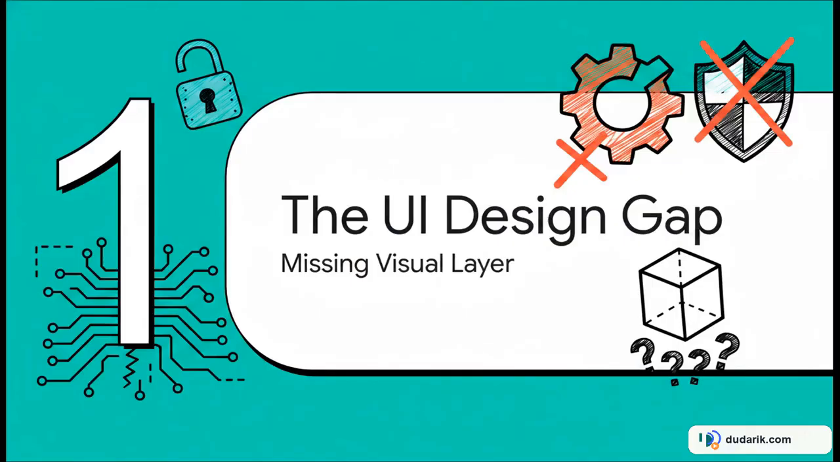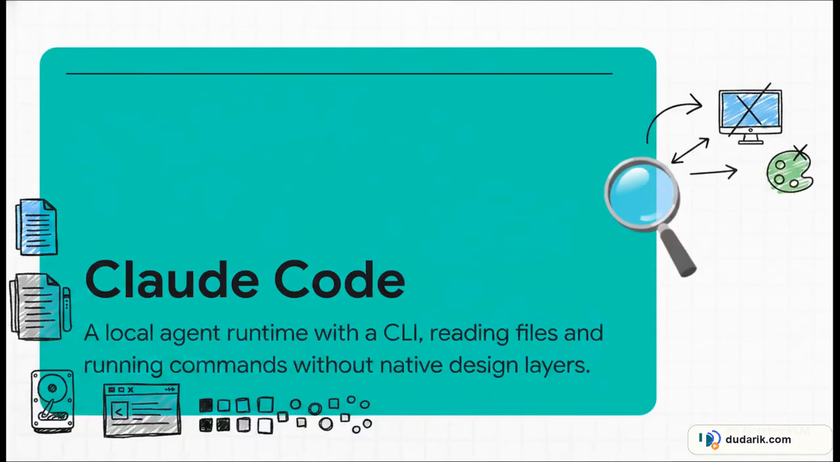All right, Section 1, the UI design gap. So to understand what this toolkit is even trying to fix, we have to look at the baseline. By default, Claude Code is a local agent runtime paired with the command line interface. And it's fantastic with code. It can read your files, write new code, even run shell commands straight from your terminal. But it's fundamentally text and logic oriented. There's no UI generation pipeline under the hood. You ask it for a dashboard, sure, it'll write the code, but it isn't visually reasoning about the layout intent or the vibe of a color palette.